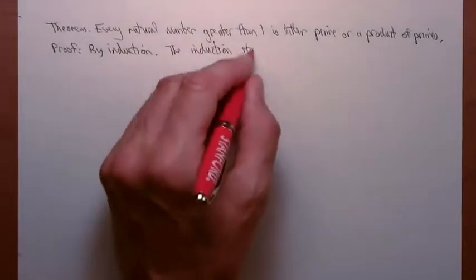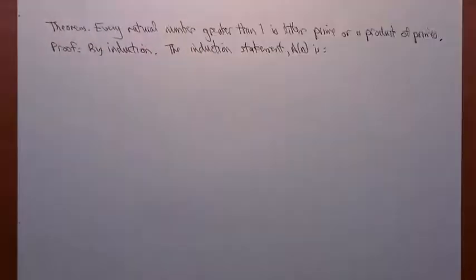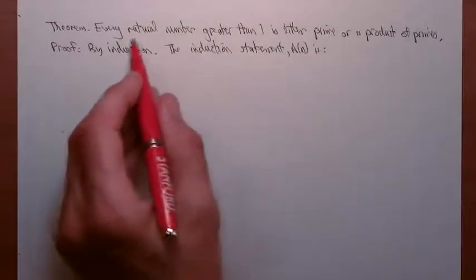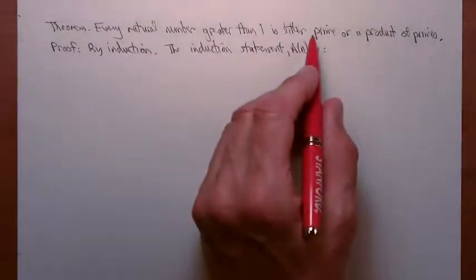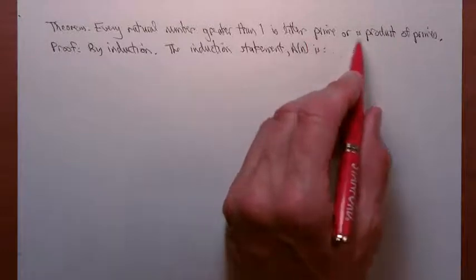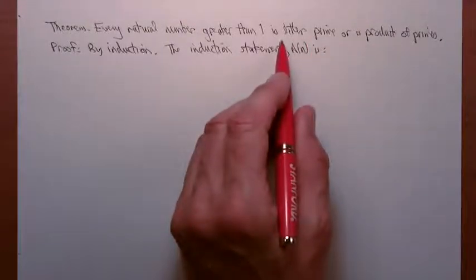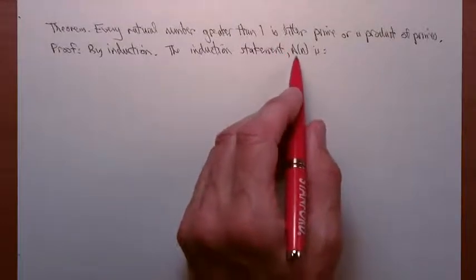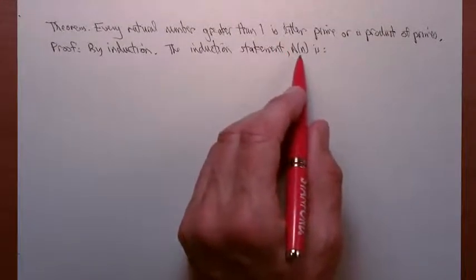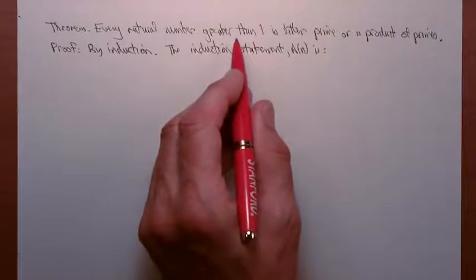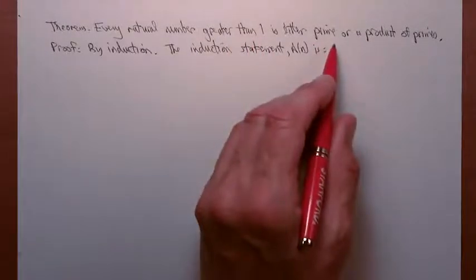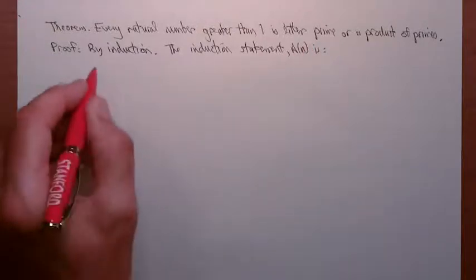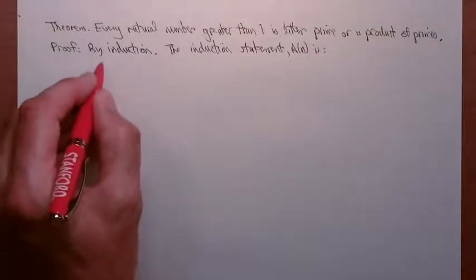Well, the induction statement A(n) is, well, you might think it's going to be "n is either prime or a product of primes." Based on the examples we've seen so far, you might imagine that A(n), the induction statement, is that n is either prime or a product of primes. Well, that turns out not to be the case. That just doesn't work. We have to pick something else. And this is what we pick.